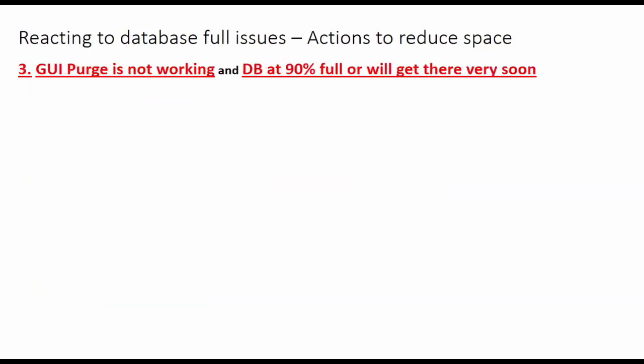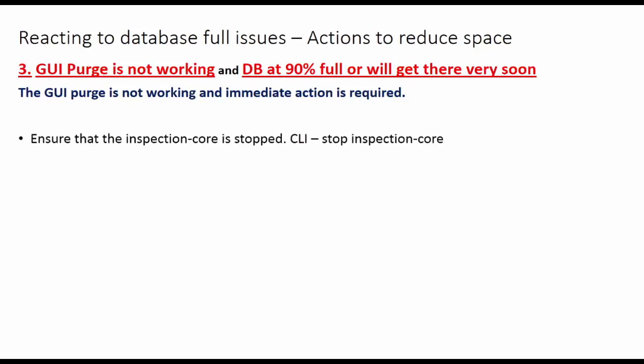The final case: the GUI purge is not working, same as before, and the database is 90% full, or it's going to get to 90% full very soon. In this case, like before, the GUI purge is not working, but it's a much more pressing situation. So in this case, you've got to make sure that the inspection core is definitely stopped. You can use the CLI command stop inspection core. If you have the correct setting that auto stops services, that should happen always, but if the DB is full, make sure to double check, and especially make sure not to restart the inspection core when the database is already full. The other thing to do is make sure that no one is running audit processes on this appliance, because that will fill up the internal database even if the inspection core is off.